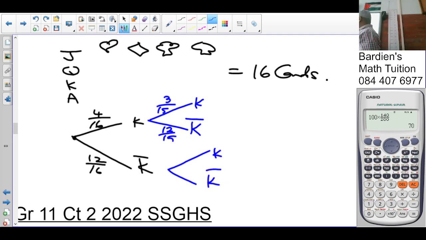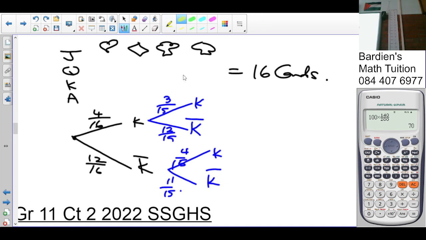Alright. If I draw a non-king on the first draw, what's the probability of you drawing a king on the second draw? 4 out of 15. And not a king? 11 out of 15. Now coming back to the question, it says, what's the probability of you drawing 2 kings?